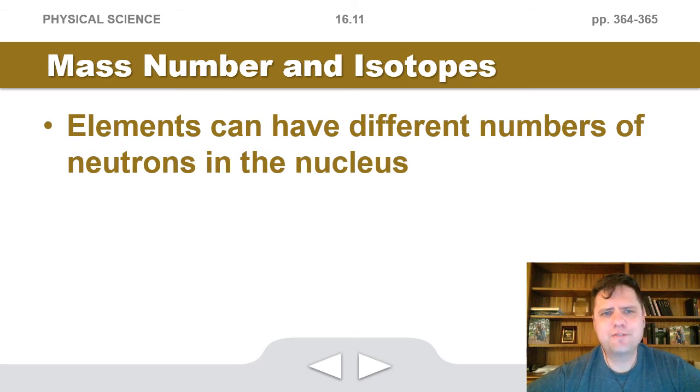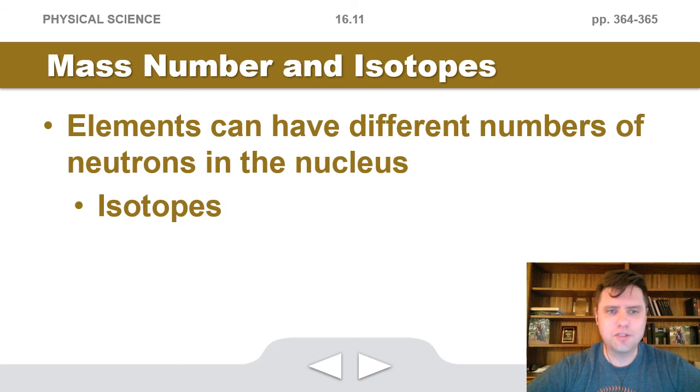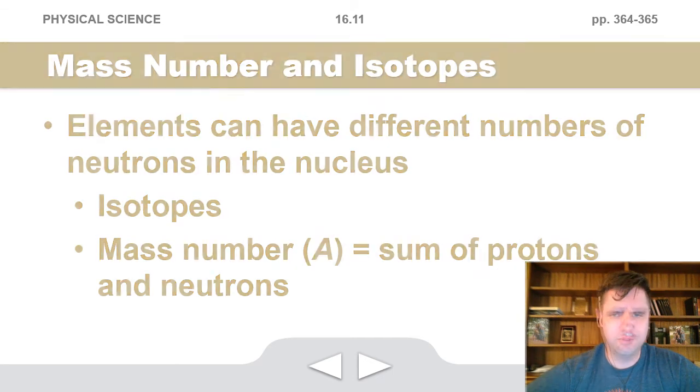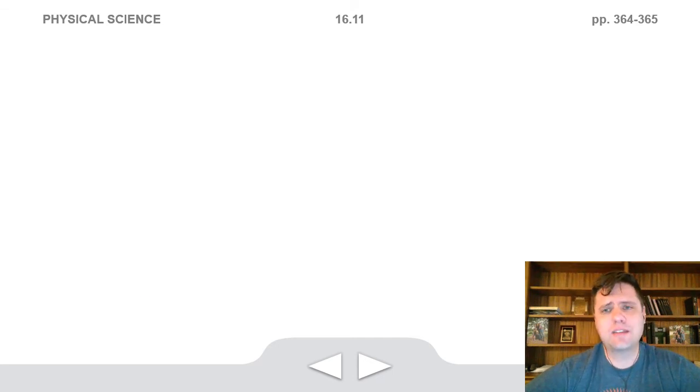Now, elements can have different numbers of neutrons in the nucleus. So the nucleus will have, for each element, a distinctive number of protons, but you can have different numbers of neutrons in the nucleus. And these are then referred to as isotopes. Now, the mass number of an element is found by adding the number of protons with the number of neutrons. Remember, electrons are 1,000 times less massive than a proton, so they really don't influence the mass of an atom. It's really just the sum of the protons plus the neutrons. And that's denoted with a capital A.